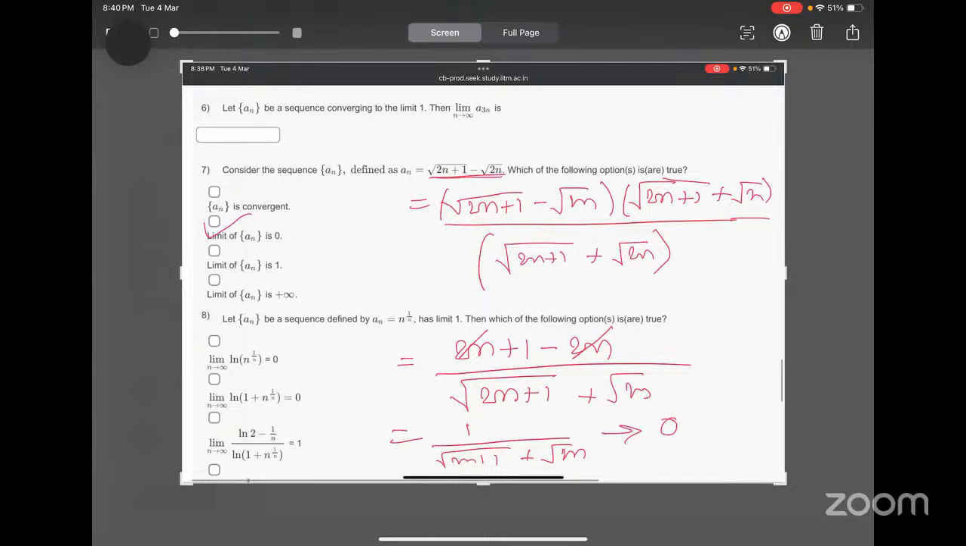If the same case, if it was root 2n plus 1 plus root 2n, with plus instead of minus, it will be infinity. Yes, correct. But again, if we do the same conjugate multiplication, then we will get minus here, right? So we can't decide whether it is 0 or infinity or what, because infinity minus infinity is not defined. So we don't know what will be the exact value.